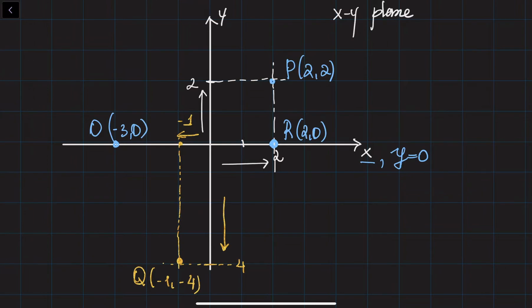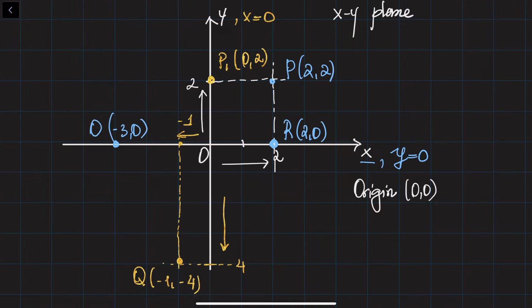So similarly, the y-axis can be defined as the line x equal to 0, since all the points along that line have the x coordinate equal to 0. For example, let's denote this point as P1. This point has the coordinates 0 and 2, since you can reach this point just by going 2 units above the origin. So this point is going to be called the origin, and the origin has the coordinates 0 and 0.